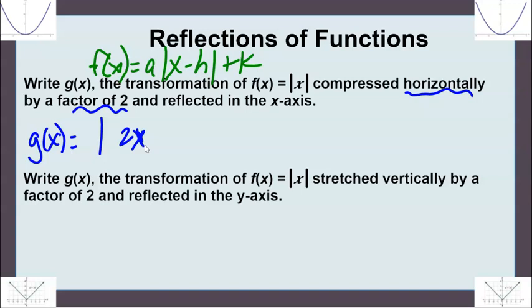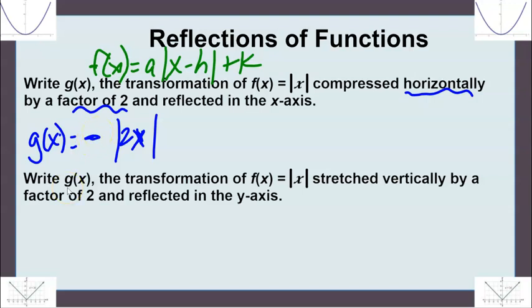It's reflected in the x-axis, so it's going over the x-axis, so it's affecting our y. So I'm going to have a negative on the outside. And I don't have any other transformations. It's not translated up or down, right or left. So my function would be g of x equaling the negative absolute value of 2x. So let me just write that one a little bit clearer. So that doesn't look like a 1, so it would be a negative on the outside.